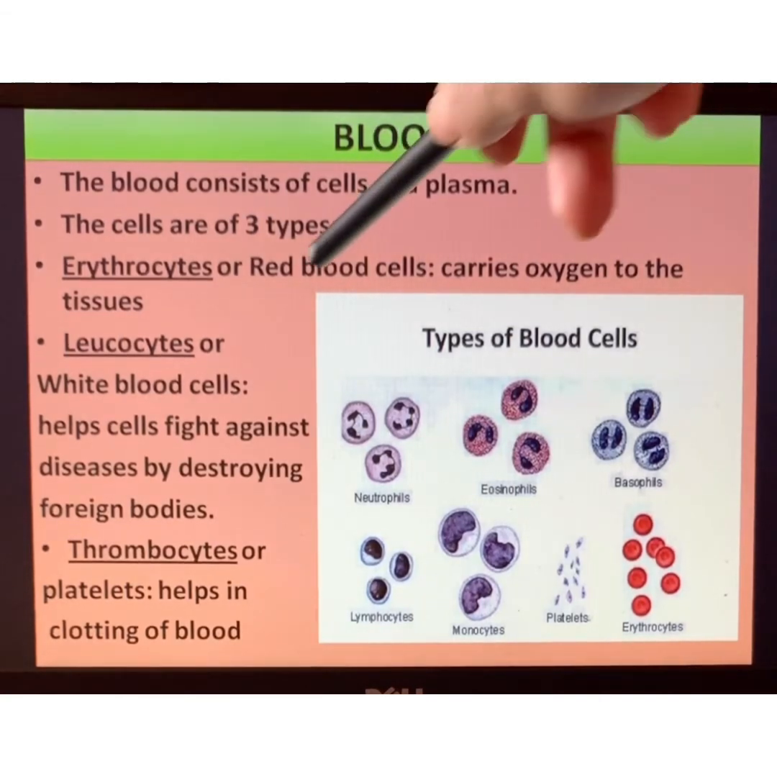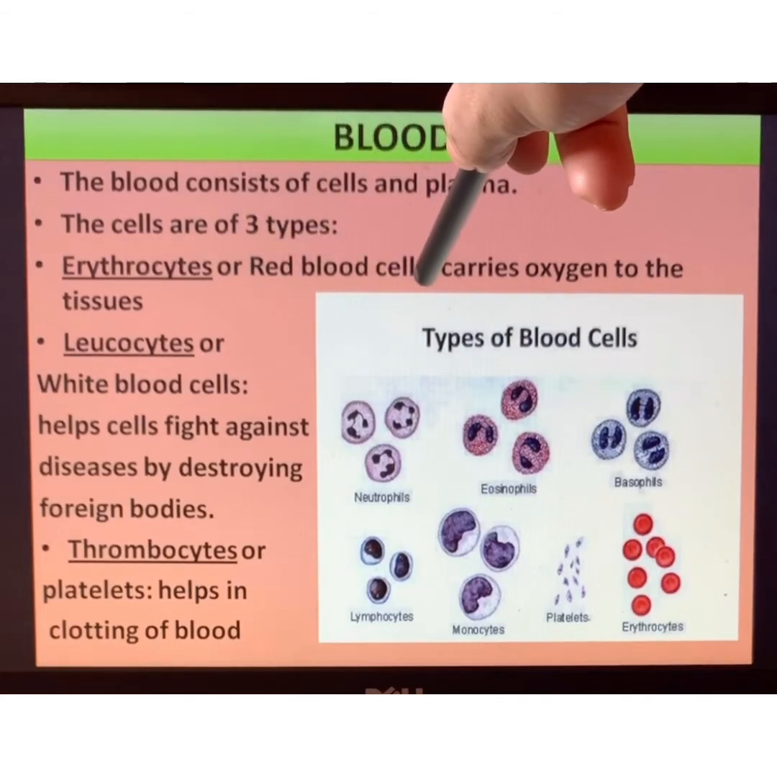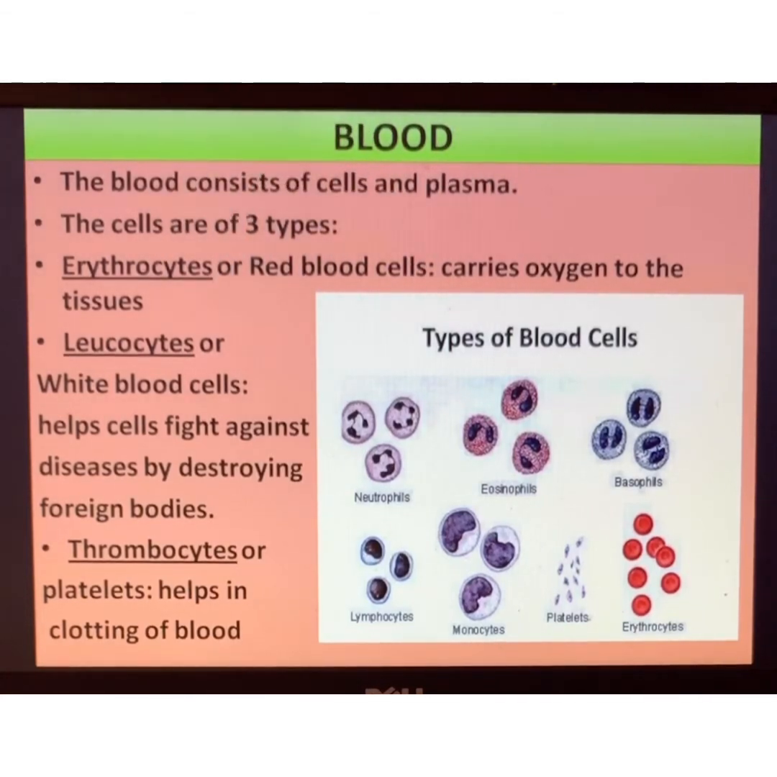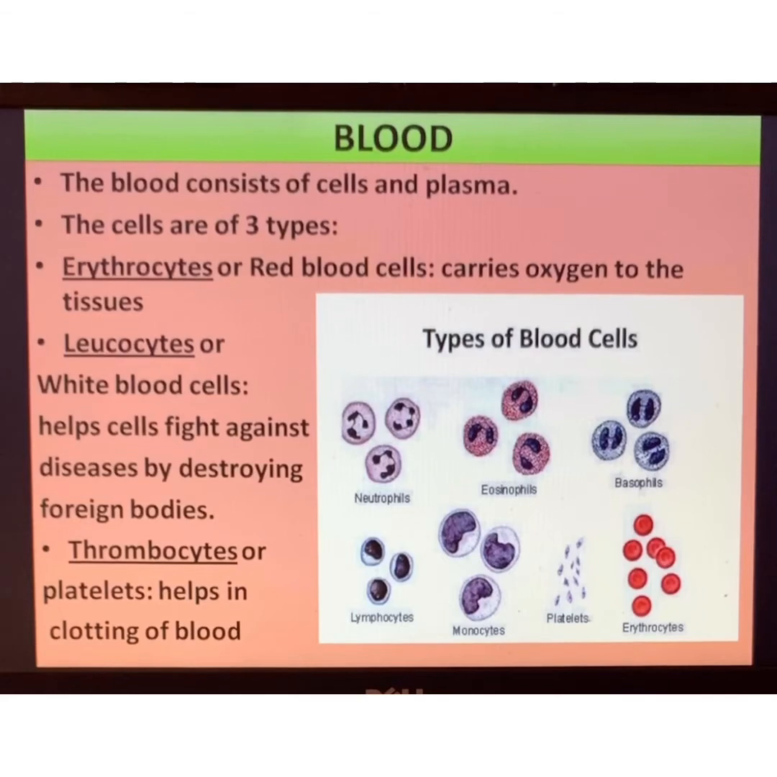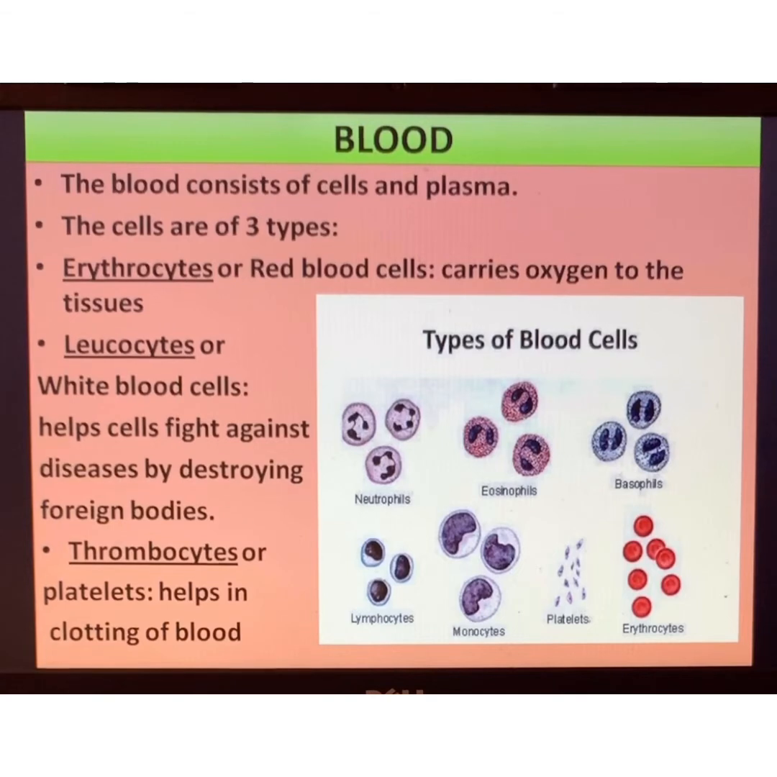Okay, so your textbook says red blood cells, but they are also called erythrocytes. And what are they responsible for? Carrying oxygen to the tissues. All right, so it is the hemoglobin part of the red blood cells which actually takes up all the oxygen and sends it to each and every cell. And the characteristic red color of the cell is also because of that pigment hemoglobin.